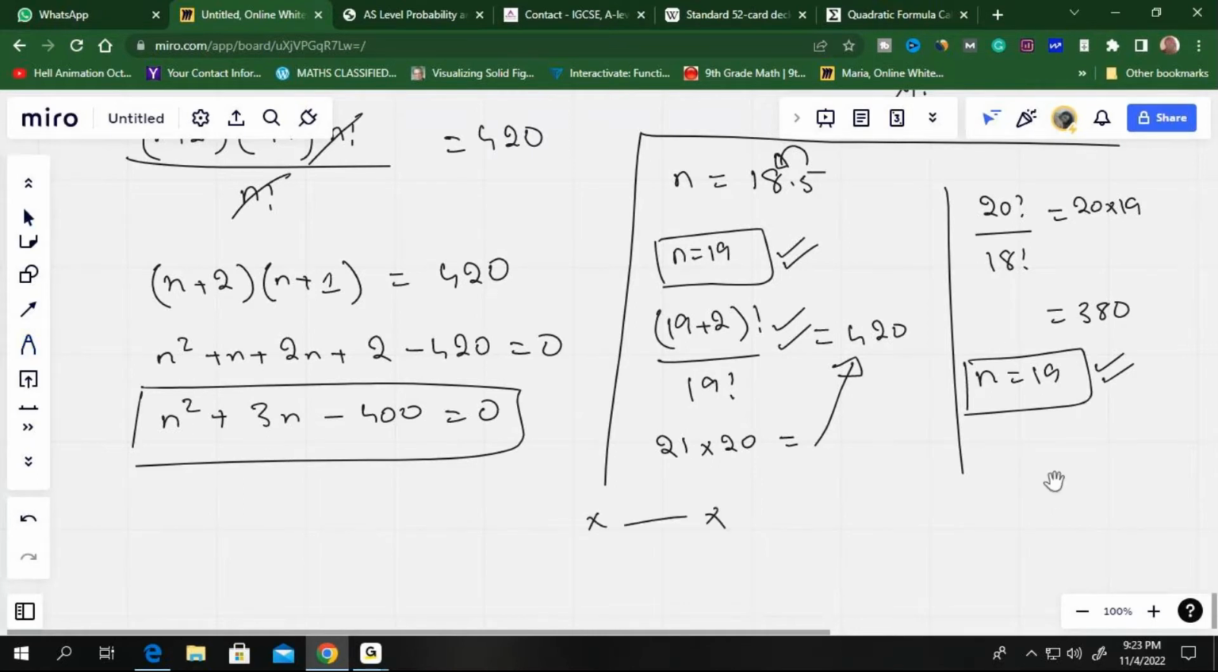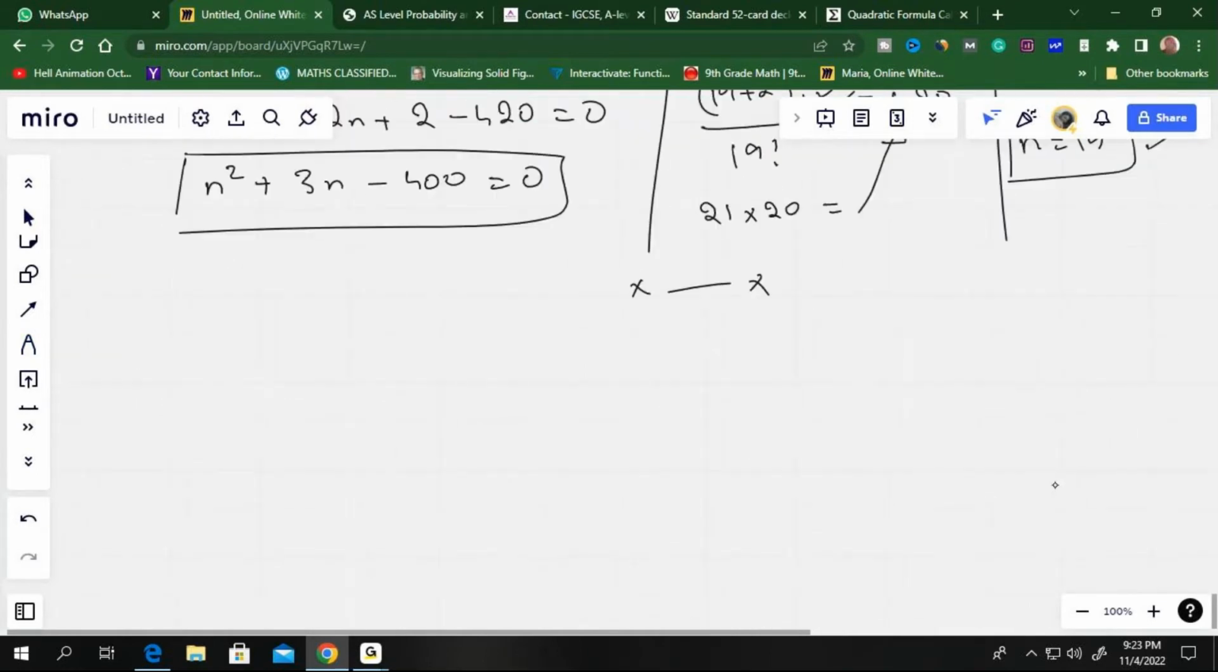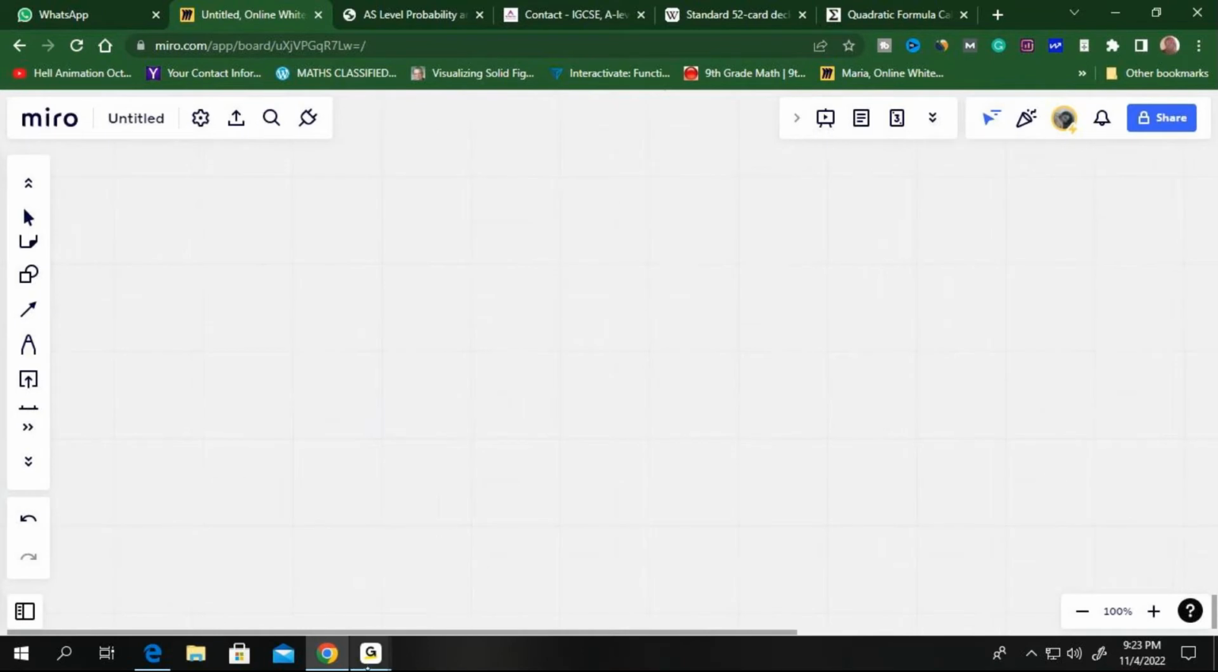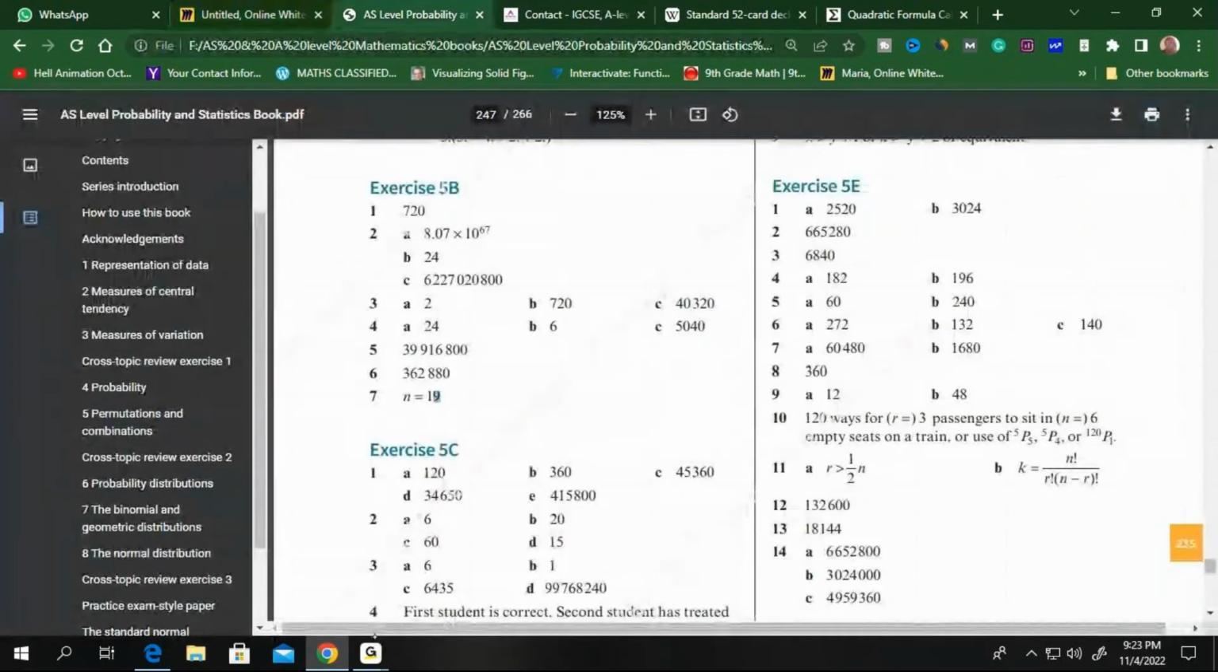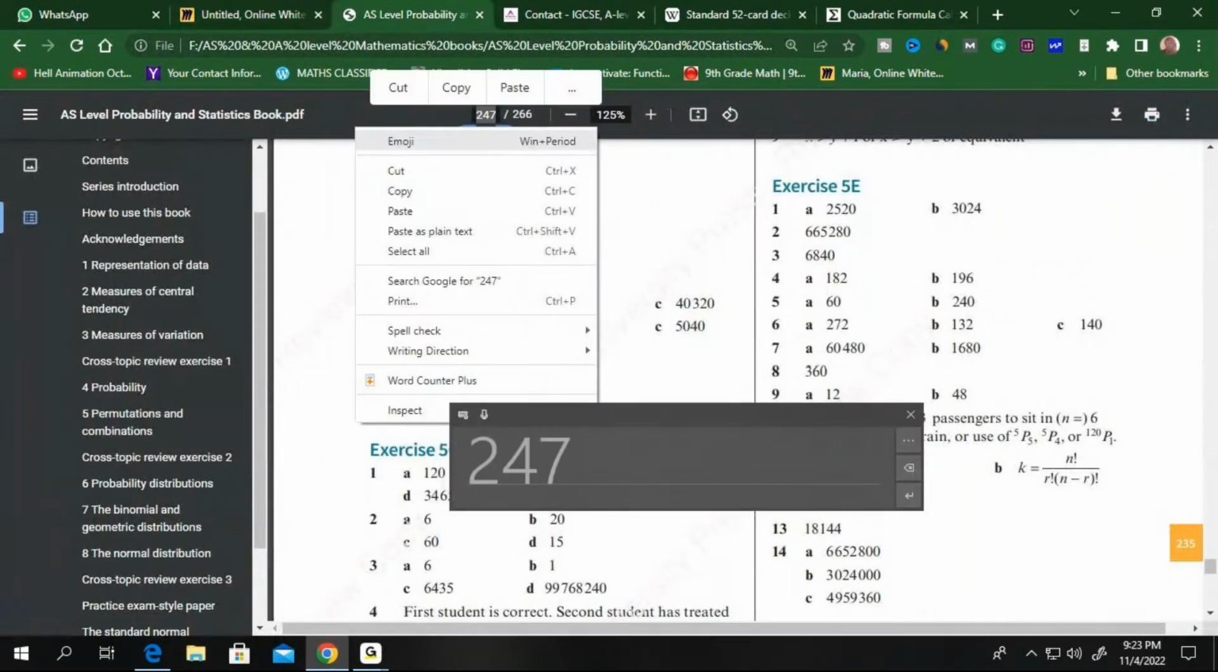We have 7 minutes more. So let's pick up your 5C. Let's see how many questions we can cover here. Your 5C, we were on page number 136 or 138.